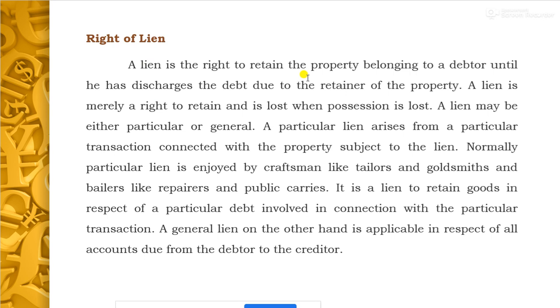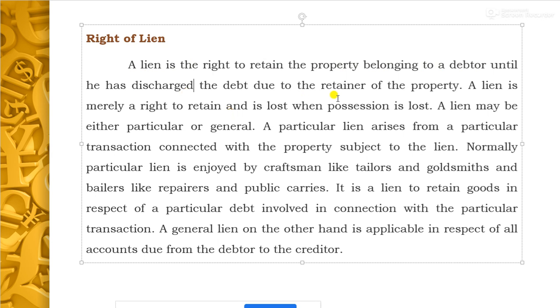A lien is the right to retain the property belonging to a debtor until he has discharged the debt due to the retainer of the property. This is the word meaning of lien. In other words, the right of lien is a right to retain the property belonging to the debtor until the debt is repaid by the debtor. This right is available to the creditor. Simply, a right of lien is a right available to a creditor to retain the property belonging to a debtor until the debt is repaid by the debtor.